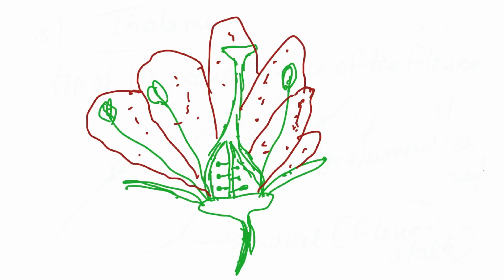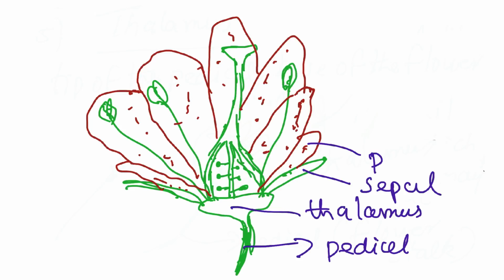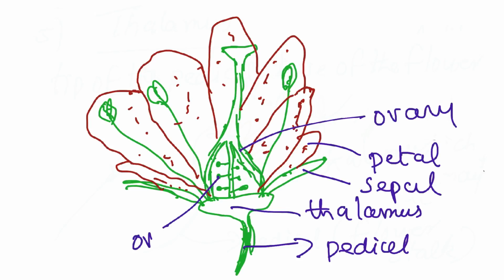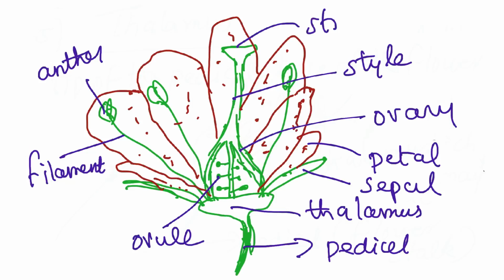Of course the first part is the pedicel, that is the stalk of the flower. So we begin with the pedicel. Then we go on to the thalamus, the part on which the floral organs are arranged. Then we have the sepals, most of which are usually greenish. Then the petals, which are the most colored and the most attractive part of the flower. We have the ovary and the ovule, which are the essential female reproductive organs of the flower. Then from the ovary, there's a tube-like extension which is called a style, and on the top of the style is a stigma. And of course we have the stamens and the pistil.